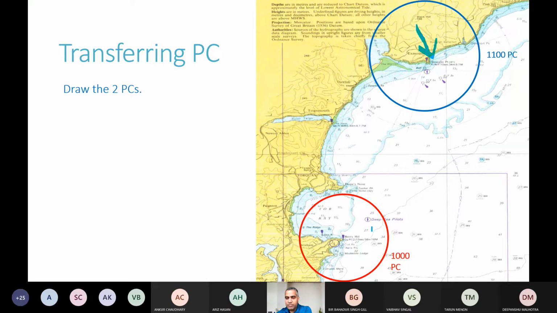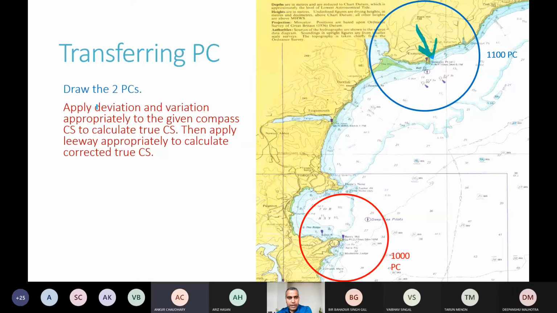At 1000 hours, the vessel's position should be somewhere on this red color circle. Where it is, we don't know. At 1100 hours, the vessel's position should be somewhere on the blue circle. Where it is, we do not know. So let's proceed ahead. Sir, what radius do they give for these position circles?